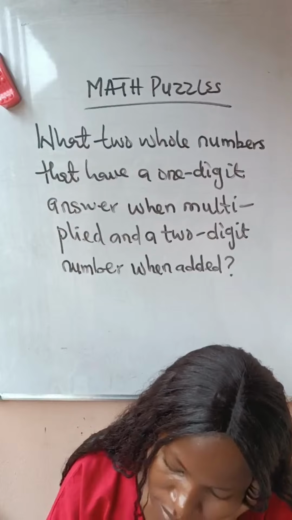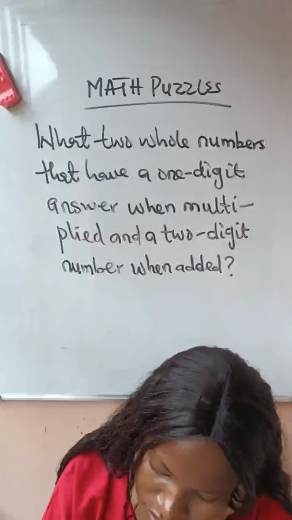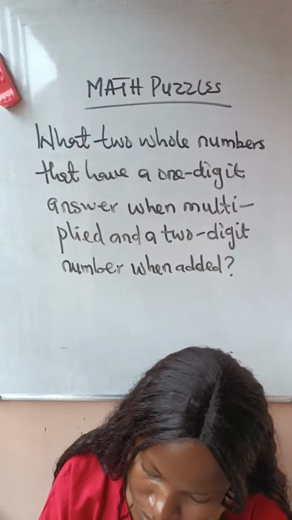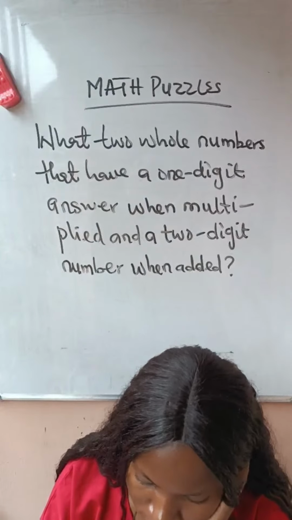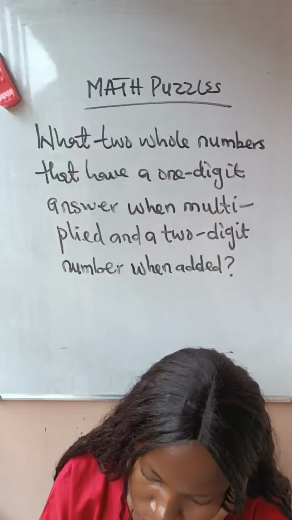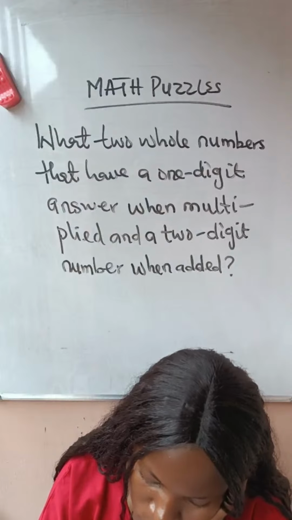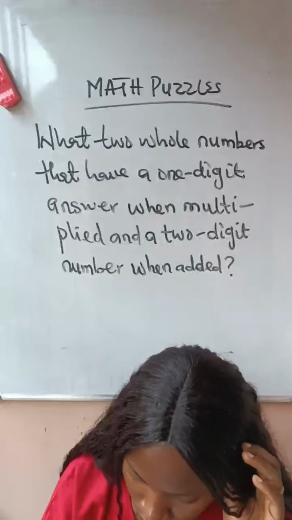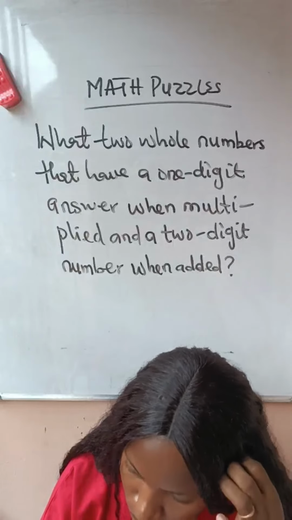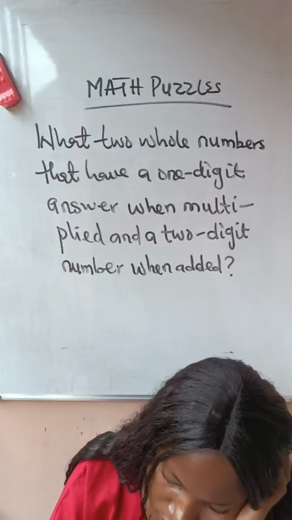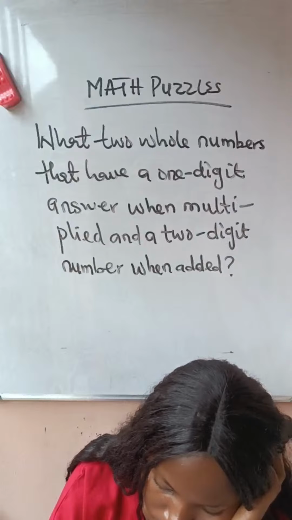So the question is asking, how is that wrong? What two whole numbers that have a one-digit answer when multiplied and a two-digit number when added?